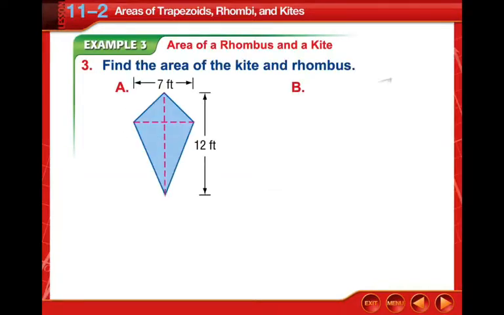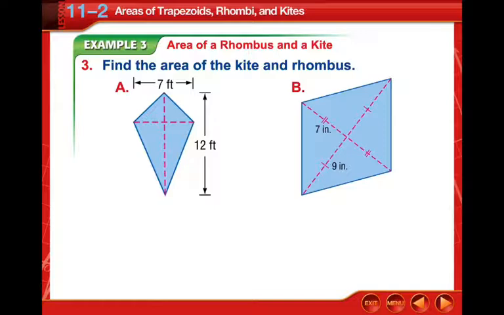Same thing for a kite. So here we have a kite and a rhombus, and we're going to find the area for both of them. The first one, A, is actually giving us the diagonals already. So all we have to do is plug it into the formula. The area of this kite is going to be, again, I'm going to put the 2 on the bottom, so it's going to be 7 times 12 divided by 2.